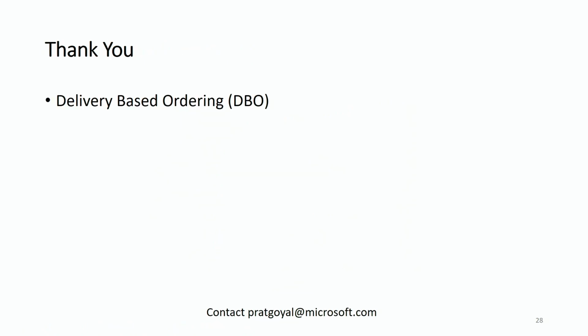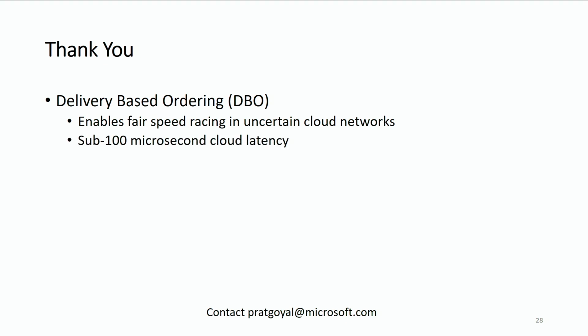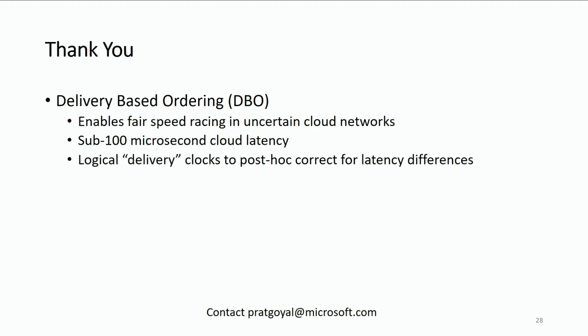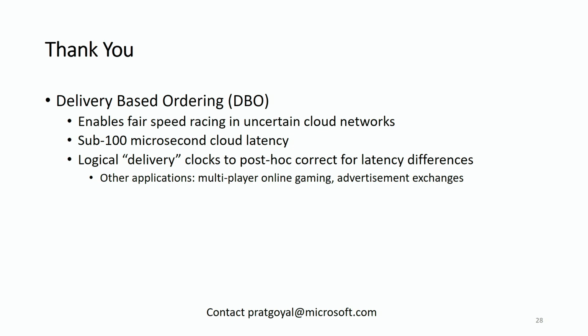To recap, I presented DBO, the first mechanism that enables guaranteed fair speed racing in uncertain network conditions. Our evaluation shows that DBO can achieve sub-100 microsecond latency in the cloud. Under the hood, DBO uses logical delivery clocks to correct for latency differences in delivery of data. Finally, our approach is general and might be suitable for providing fairness in other settings such as online gaming. With this, I'll stop. Thank you.